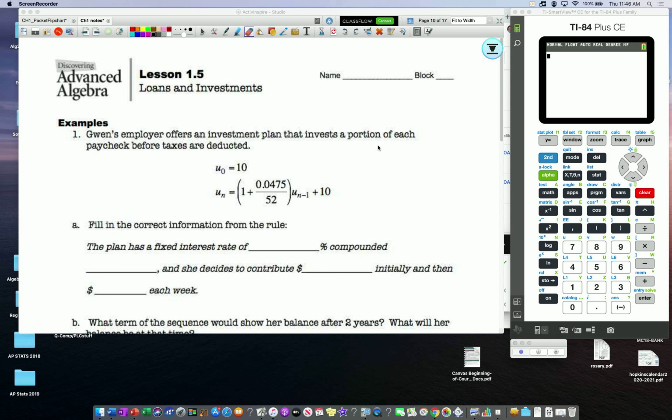Hey, class. All right, we're already on the last lesson of notes for chapter 1, 1.5. Yes, there is no 1.4. I apologize for the missing number there, so hopefully that doesn't throw you off too much.